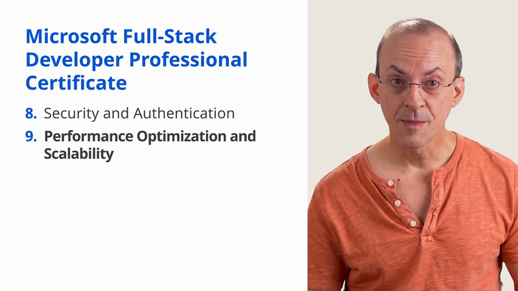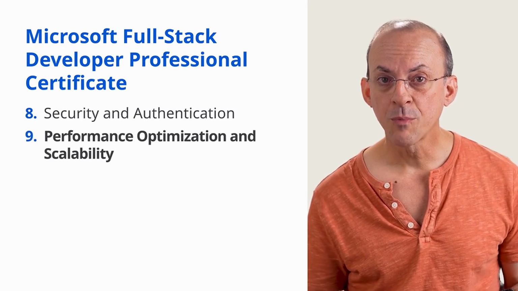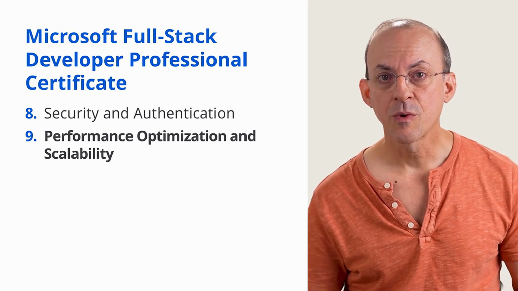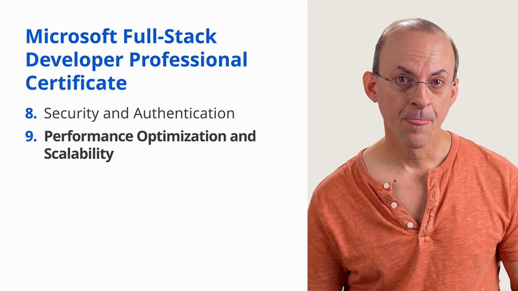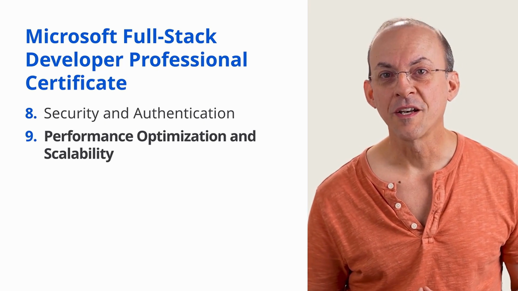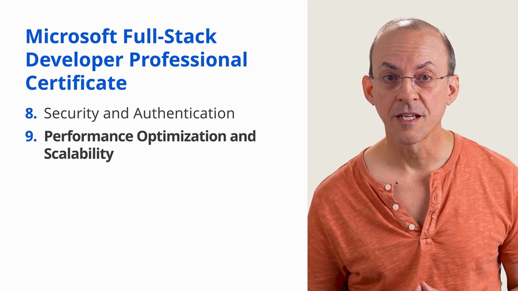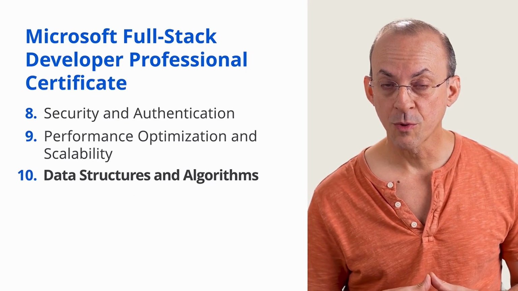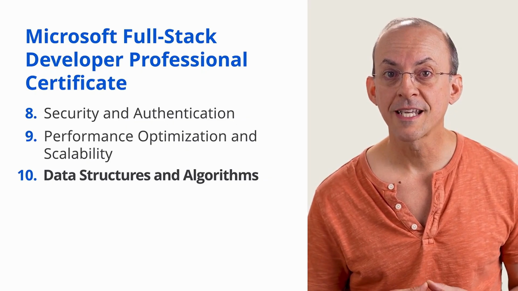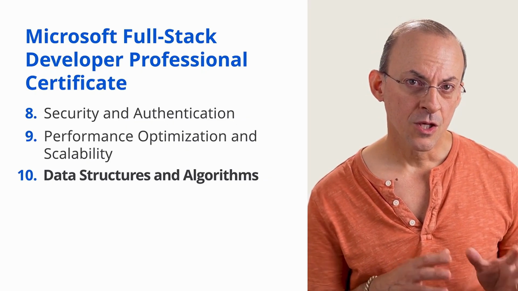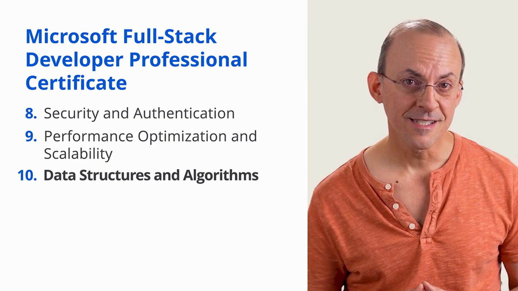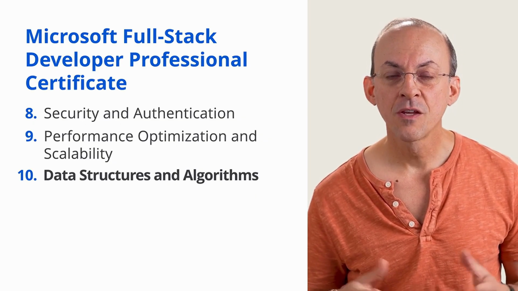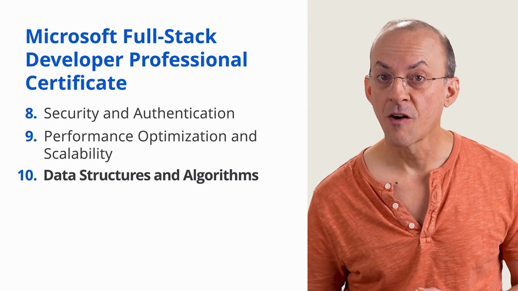In performance optimization and scalability, you focused on improving application performance through caching strategies, optimized queries, and load balancing. Copilot helped you fine-tune your code in database operations to support scalability and responsiveness. In data structures and algorithms, you explored efficient code methods for organizing and manipulating data. You implemented arrays, linked lists, trees, and algorithms for sorting and searching, using Copilot to optimize performance and solve practical back-end challenges.